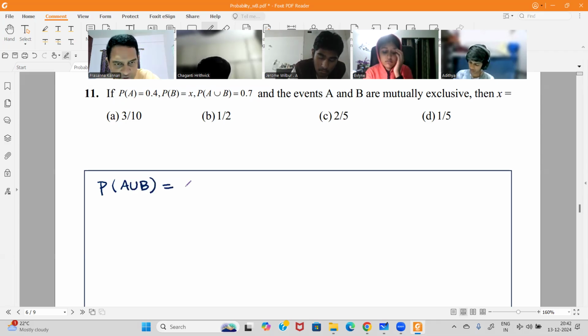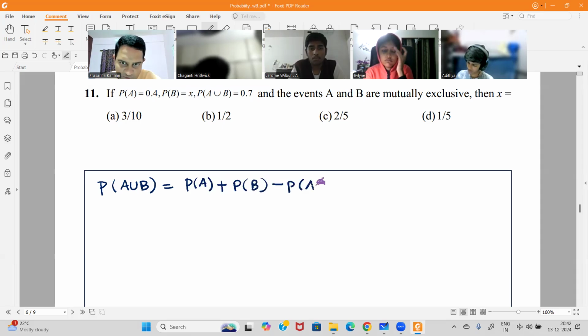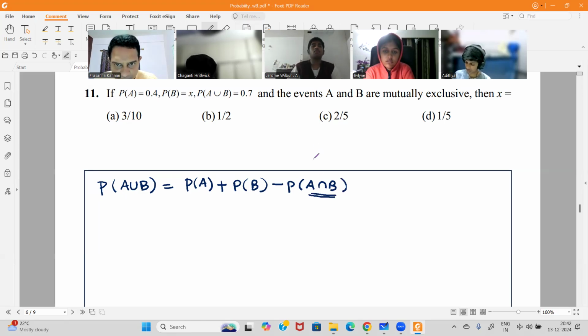Right. So what is P of A union B, Evelyn? P of A plus P of B minus P of A intersection B. Correct. So that is the general formula, right? And what does A intersection B represent, Evelyn? 0, sir. In the sense, that's correct. So can you explain what is A intersection B? The common values of A and B, or you can say the probability of occurrence of A and simultaneously B together.